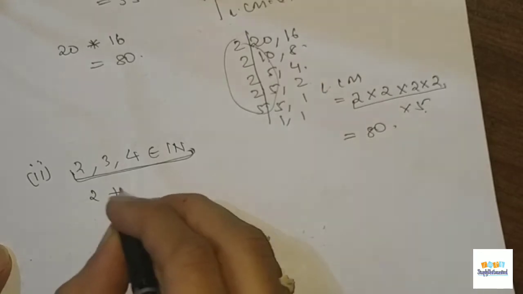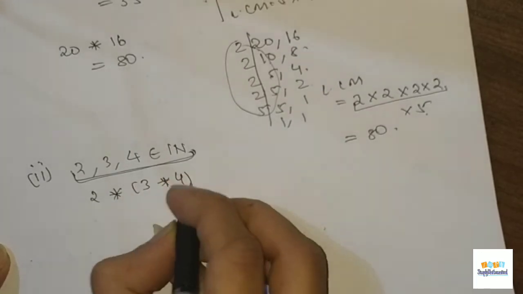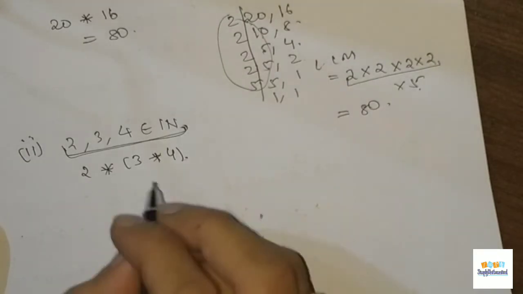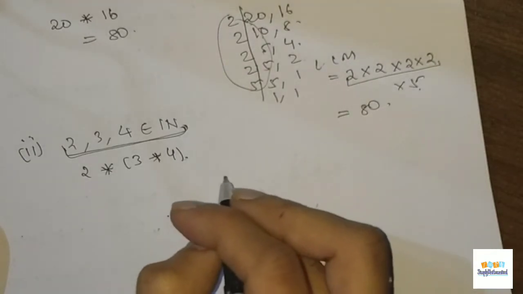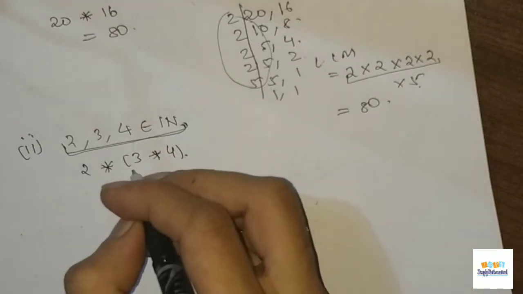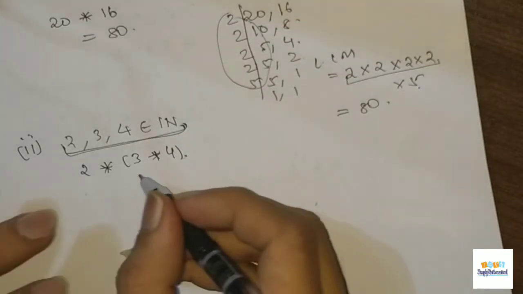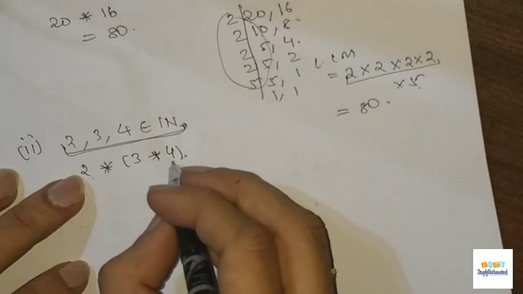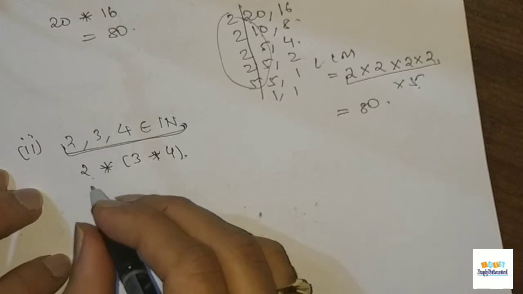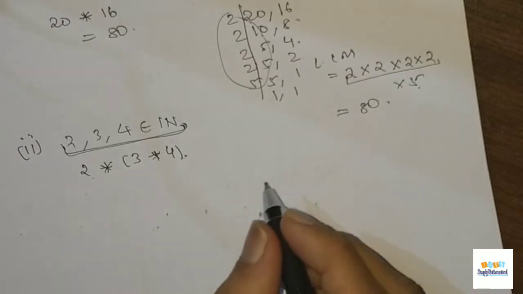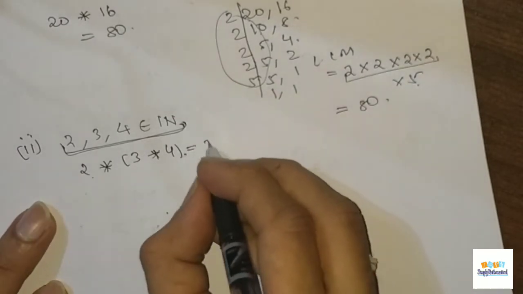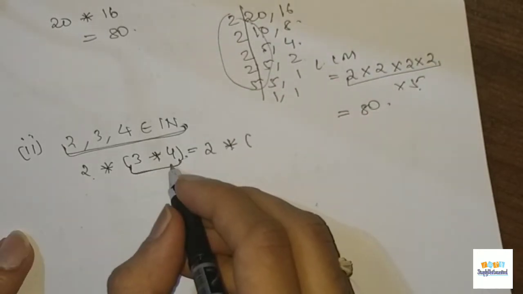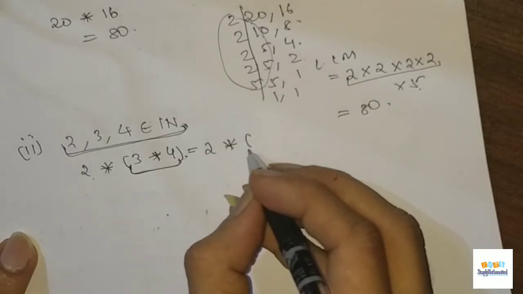Let us check 2 star bracket 3 star 4. What we have to get is 2 star bracket 3 star 4 equal to bracket 2 star 3 bracket star 4. Let us show with one example that 2 star bracket 3 star 4 bracket close will not be equal to bracket 2 star 3 bracket close star 4. Okay, so let us see. So 2 star, since there is a bracket, we have to operate this first. 3 star 4 is what?